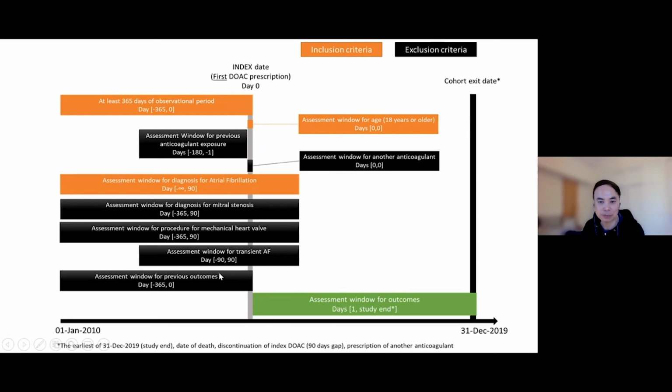We exclude those people to ensure that we have a fair comparison, and that it is specifically for AF patients. Then we follow the patient up until they have the outcome measure that we're interested in. We follow the patient up continuously until the 31st of December 2019.